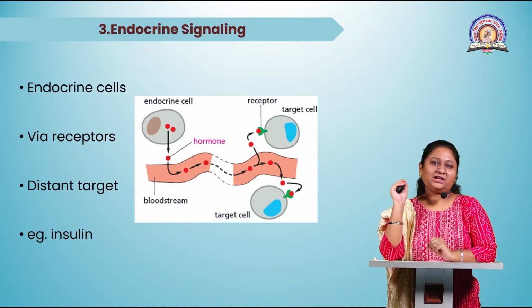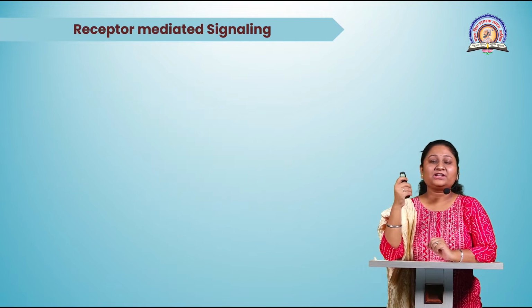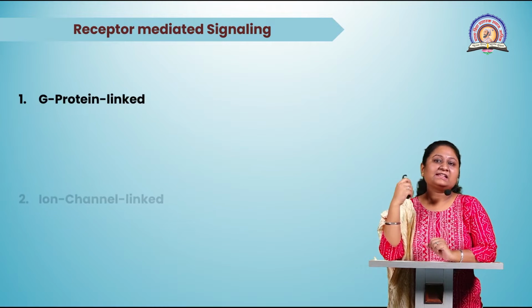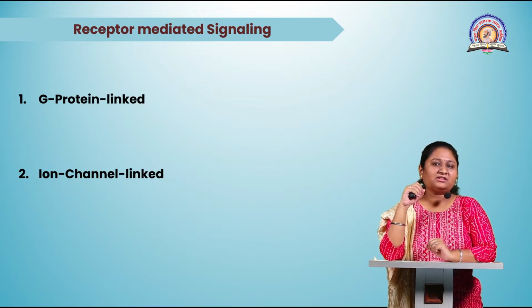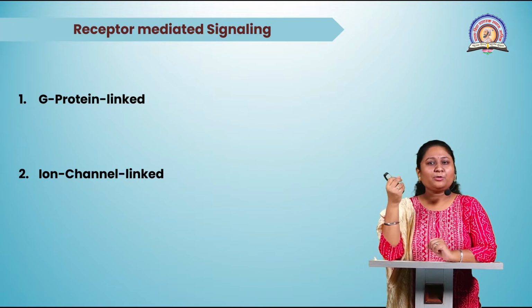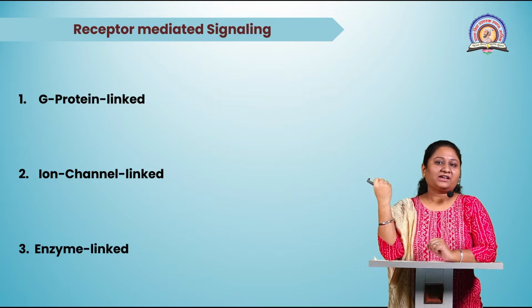Here we discussed different forms of signaling based on where the signaling molecules go and bind. Now there is another type of signaling mechanism, receptor mediated signaling. In all the earlier signaling types, we saw that the signaling molecule was binding to the receptors present on the targeted cells.